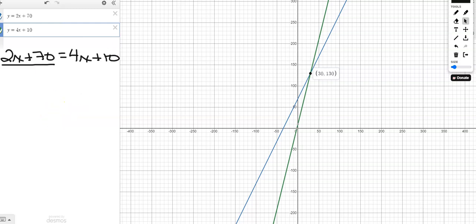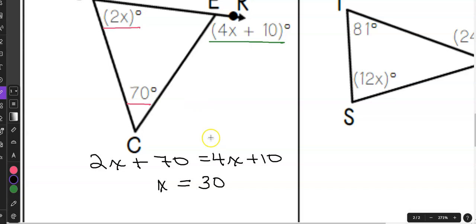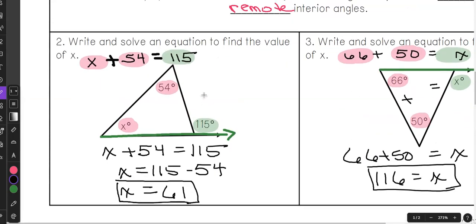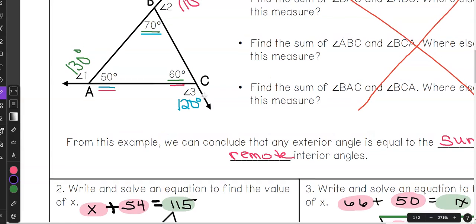Okay, so hopefully this works. I wanted to share my whole screen. Okay, so x equals 30. Shri, what were you talking about? This part up here?